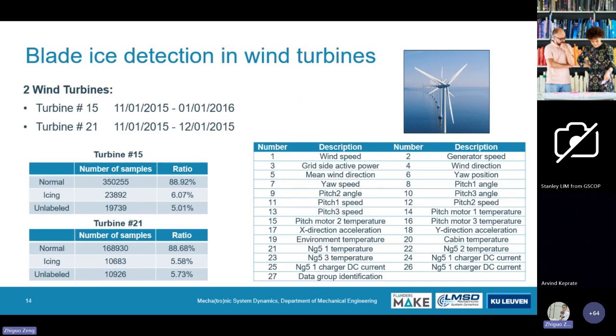We'll show some results. We applied such approaches in wind turbines. There was a competition in China for blade ice detection in wind turbines. It was based on SCADA data, so we have 26 different variables from the wind turbines. And there were two turbines, turbine 15 and 21.